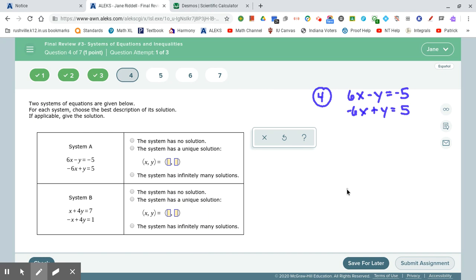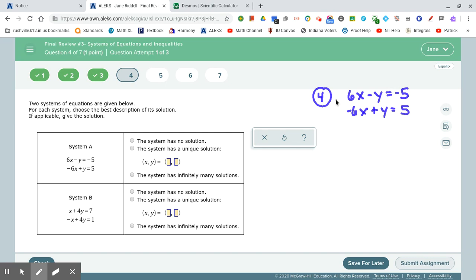Question number 4 has two systems for you to solve. My system A I've written off to the side, and I realize that this is perfect for elimination. It's not perfect for graphing because I don't have a graph, nor is it solved for y, and it's not good for substitution because I don't have a variable all by itself. So this one's set up for elimination because we have x's followed by y's followed by equals followed by the numbers.